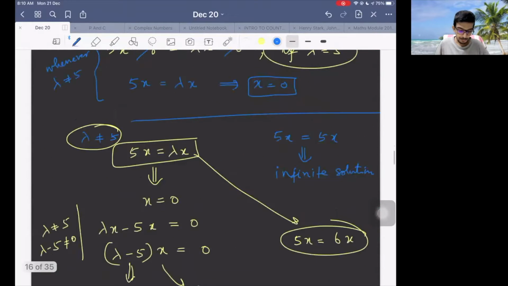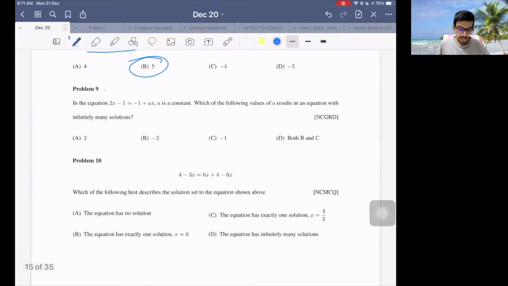Now, in question number 9, in the equation 2x minus 1 is equal to minus 1 plus ax, a is a constant. Which of the following values of a results in an equation with infinitely many solutions? Again, you just look at the expression. It's already simplified. There is no further simplification required because there are no brackets to expand. There are no like terms to be combined.